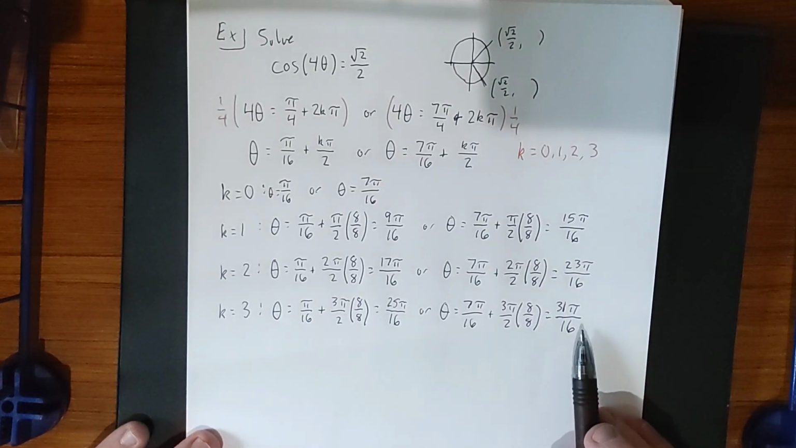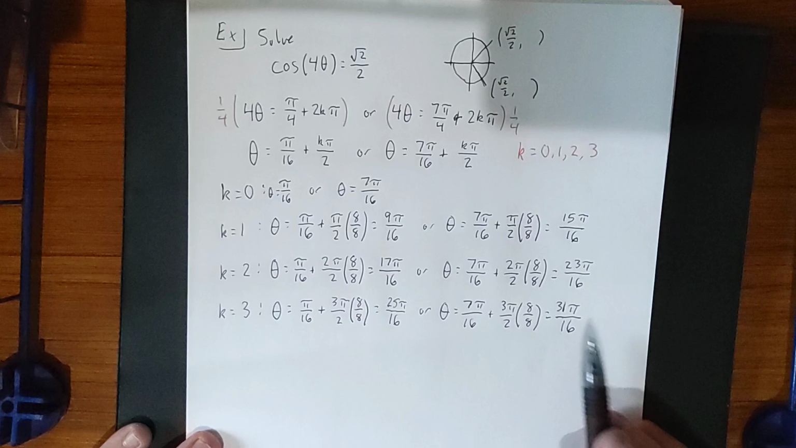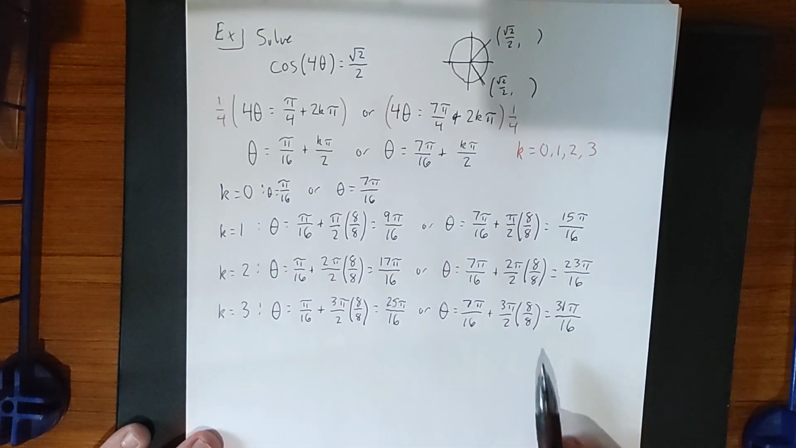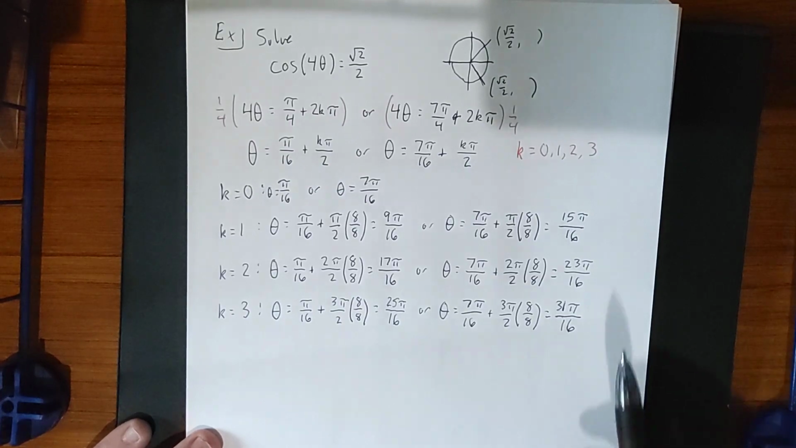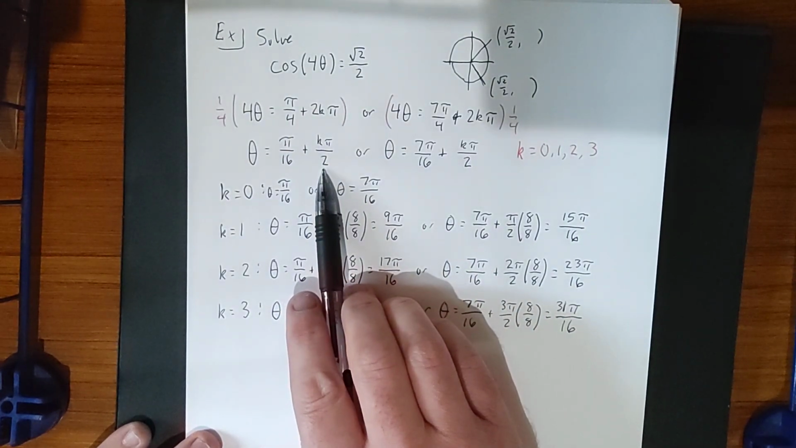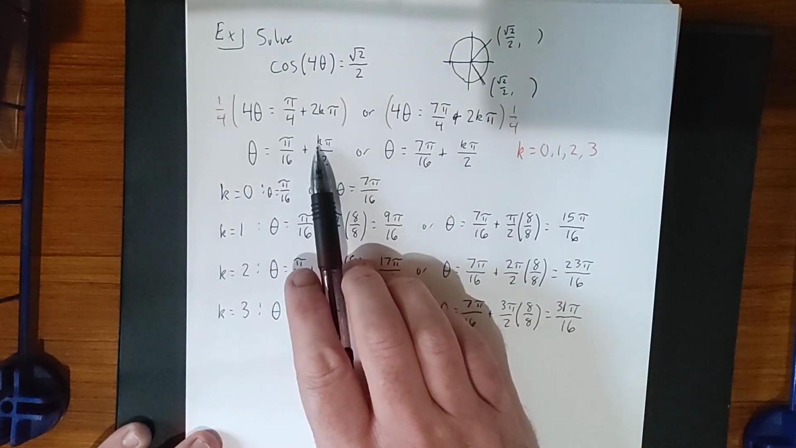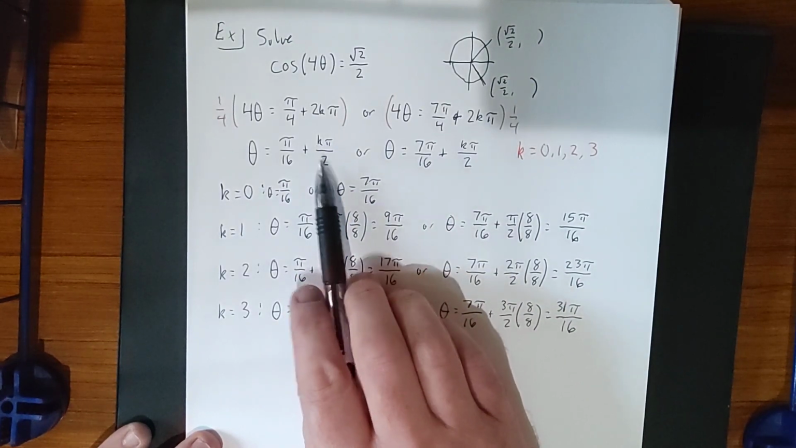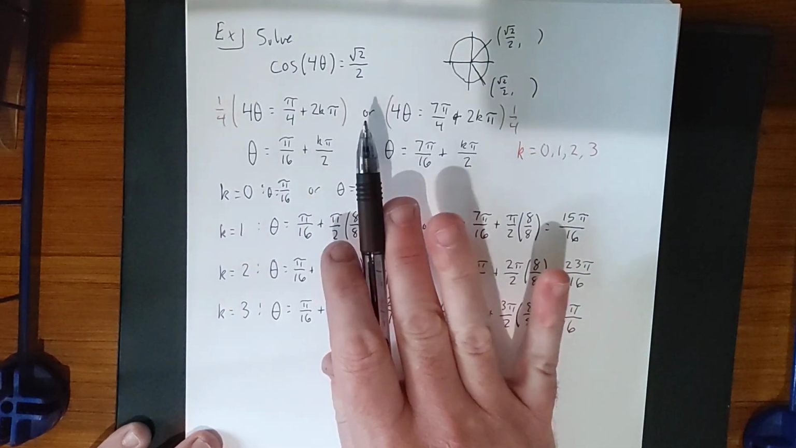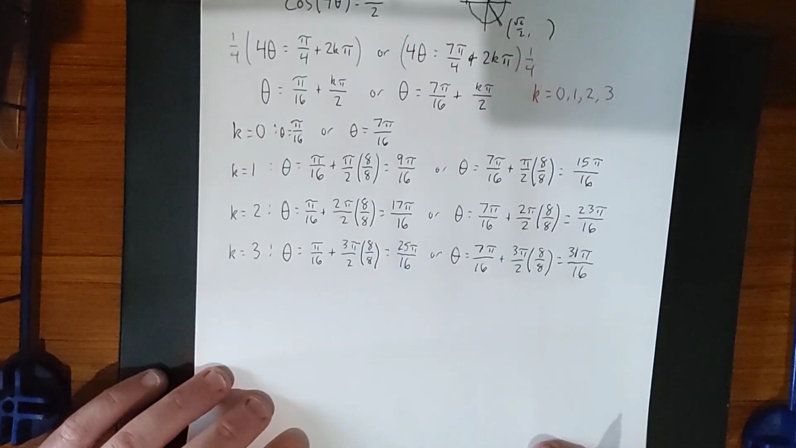31 pi over 16 is just barely below 2 pi, to let us know that if we were to go on to k equals 4, we would be exceeding 2 pi, which is also made obvious to us in this statement right up here. If we were to plug in k equals 4, we would have 4 pi over 2, which is 2 pi. We're adding 2 pi to a positive angle. That's going to give us something outside of the interval.